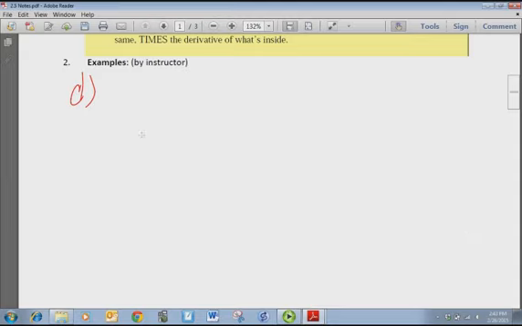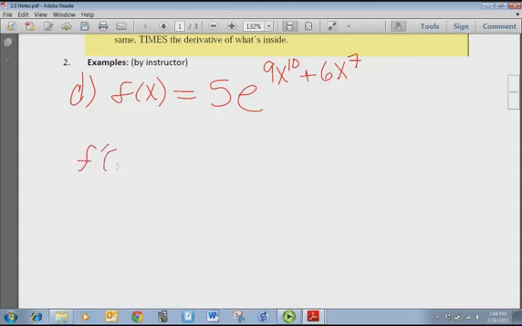Alright, we have f of x equal to 5e to the 9x to the 10th power plus 6x to the 7th power. So far we haven't dealt with anything other than just e to the x, but the chain rule applies here too. So we know that the derivative of e to the x is just e to the x. So we start off treating it like just e to the x. So it would be e to the 9x to the 10th power plus 6x to the 7th.